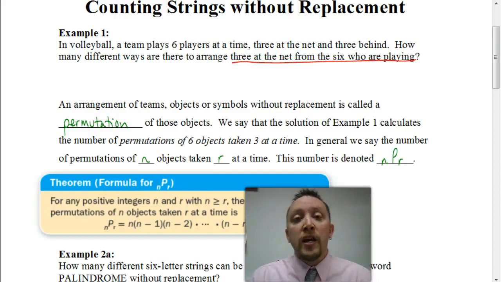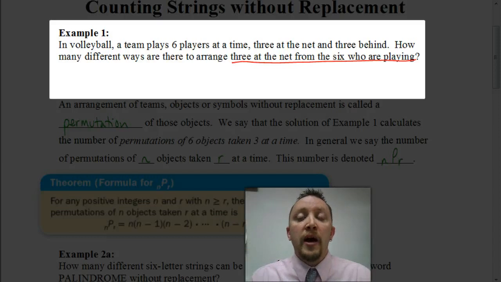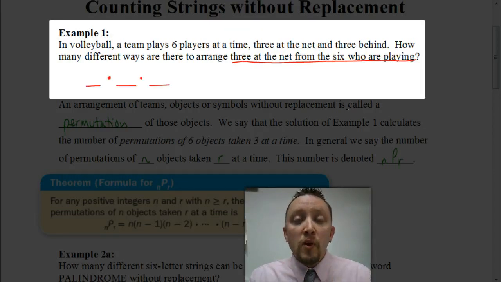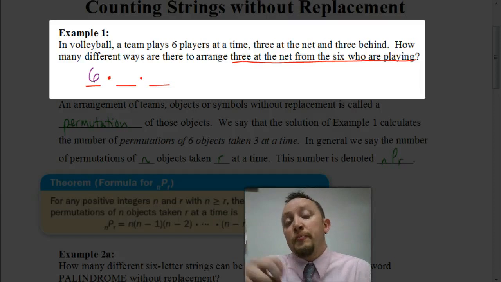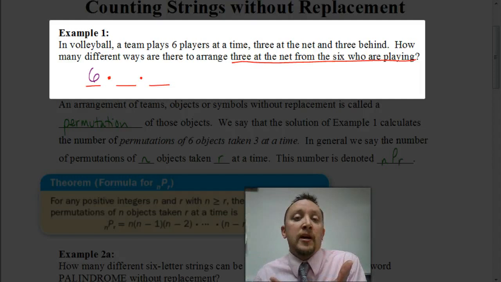For example, here looking at this volleyball example. In volleyball, a team plays 6 players at a time, 3 at the net and 3 behind. How many different ways are there to arrange just the 3 players at the net from the 6 who are playing? So if you think about it, we have a situation involving 3 different positions. In that very first position, we have 6 players to choose from. Now, when I go to that next position, from those 6 players, we've already taken away 1 player to play that one position.